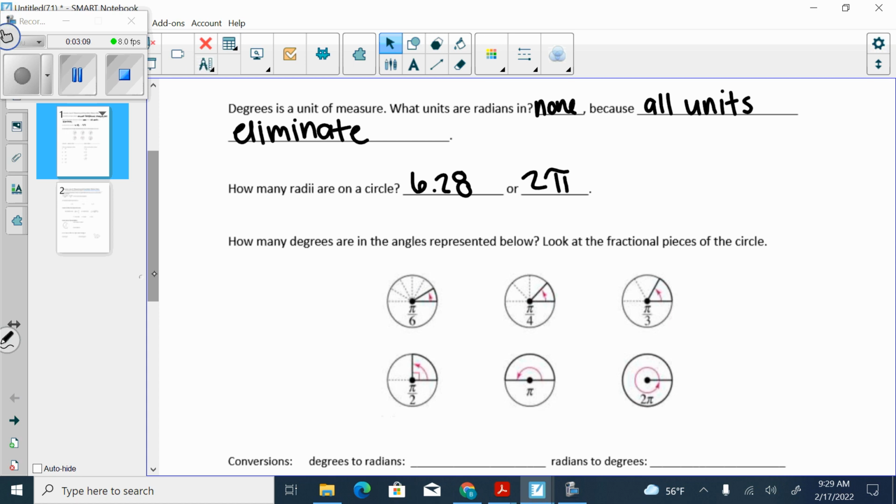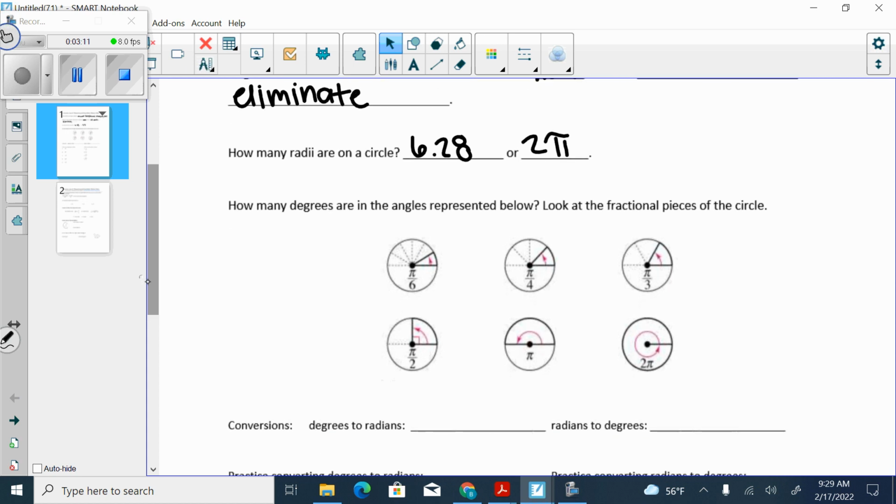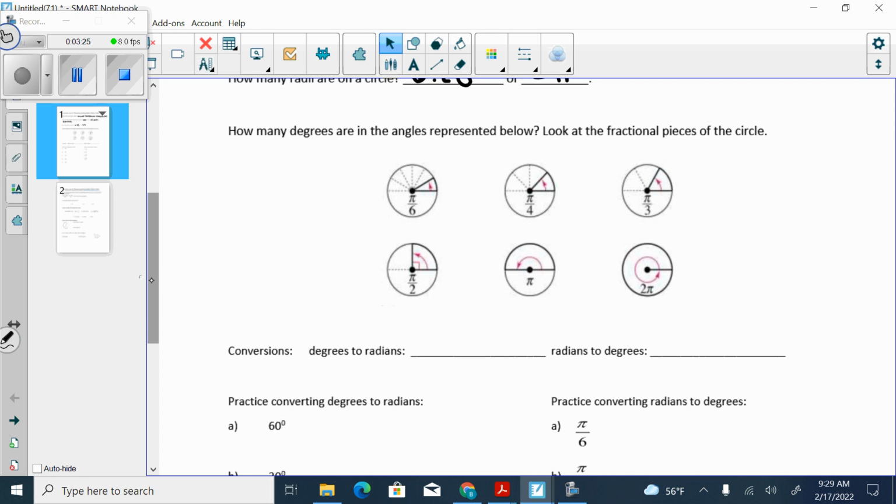So they ask in this next little section, how many degrees are in the angles represented below, and then we should look at the fractional pieces of the circle to help us determine that. Okay, so we can see in each one of these circles on the top row here, they have a line drawn through the center, what would look like a radius where it's darkened if you went all the way through a diameter, right? So they're just talking about the top half of the circle. Well, how many degrees is half of a circle?